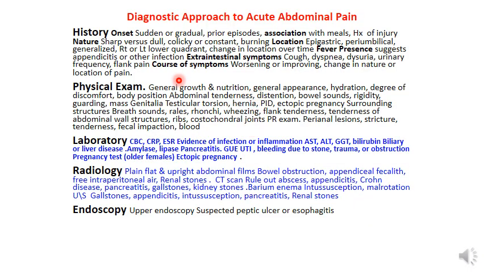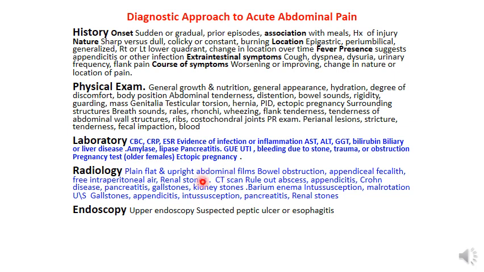So in the approach, you should take a full history, physical examination, and laboratory investigation. You should check ESR, CRP, acute phase reactants, CBC for evidence of infection, liver enzymes, bilirubin for biliary or liver disease, amylase and lipase in case of pancreatic affection, and general urine for urinary tract infection, bleeding due to stone, trauma, or obstruction. Pregnancy test in an older female, for ectopic pregnancy.